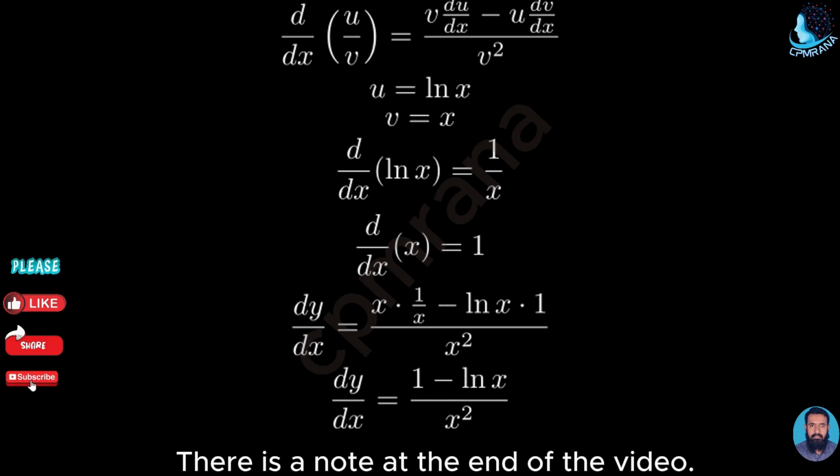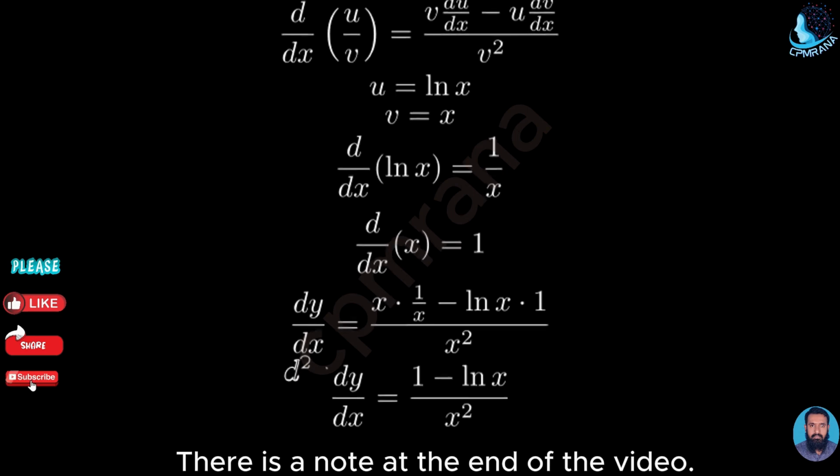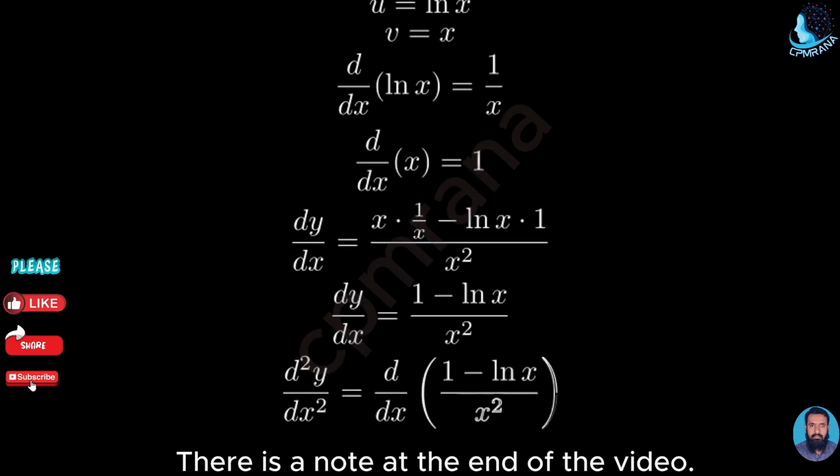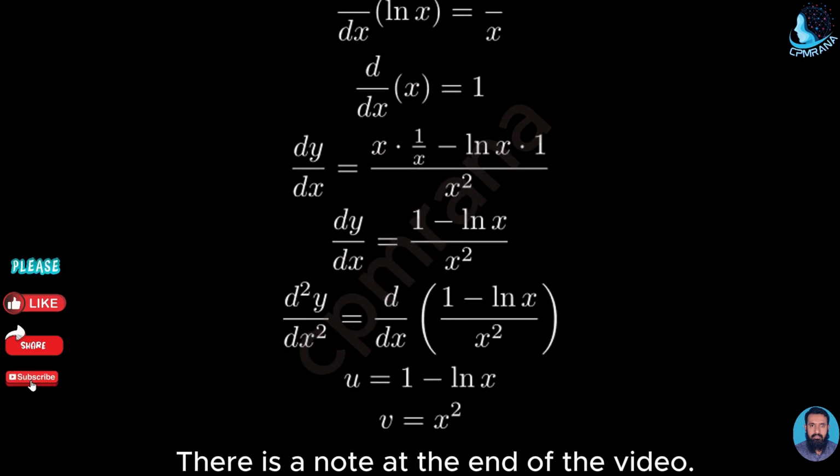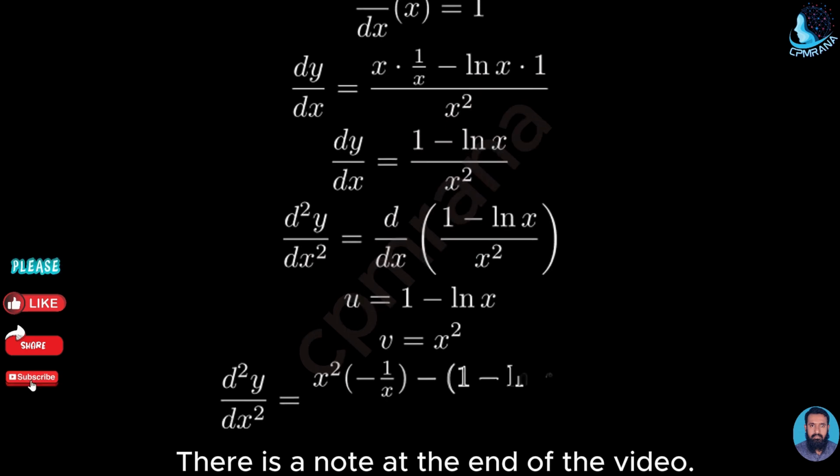Now for the second derivative, we need to differentiate this expression again. We'll use the quotient rule again, but this time with u equals 1 minus natural log of x, and v equals x squared. The derivative of 1 minus natural log of x is negative 1 over x, and the derivative of x squared is 2x. Applying the quotient rule gives us this expression.